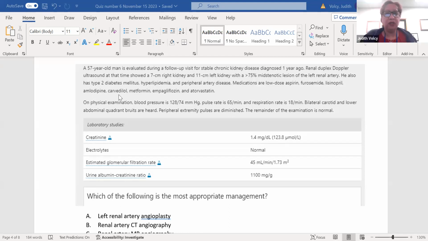So when you have someone who is on three or more medications, one of them has to be a diuretic, even if the blood pressure is controlled, as in this case, that person by definition has resistant hypertension.